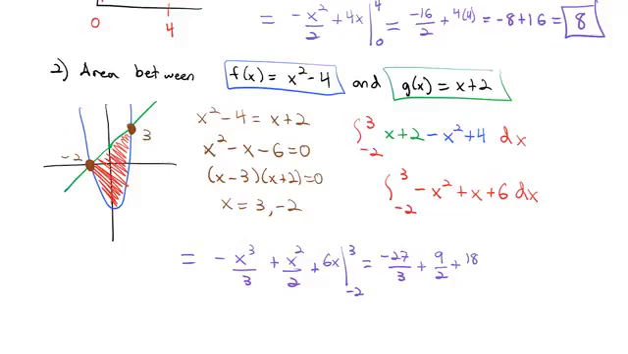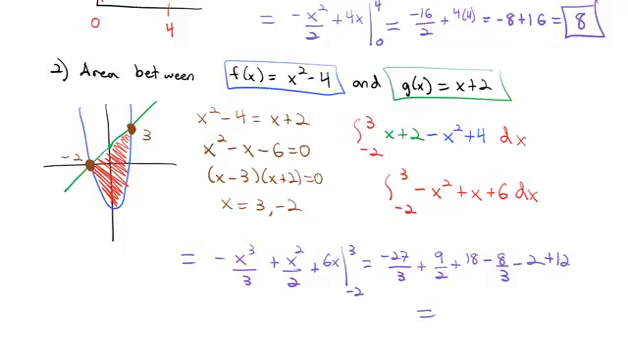Then we subtract off the lower limit. When we plug negative 2 in, negative 2 cubed is negative 8. The opposite of negative 8 is positive 8, but we subtract it off, so we have negative 8 thirds. Negative 2 squared is 4. Divided by 2 is 2. Subtract 2. And negative 2 times 6 is negative 12. Opposite of that's a positive 12.